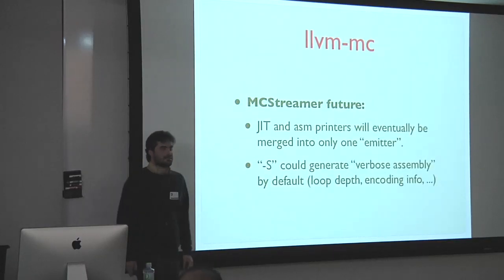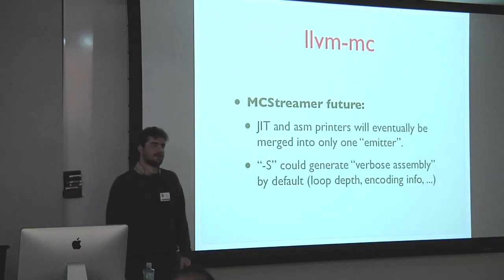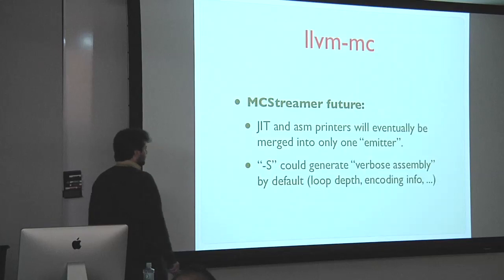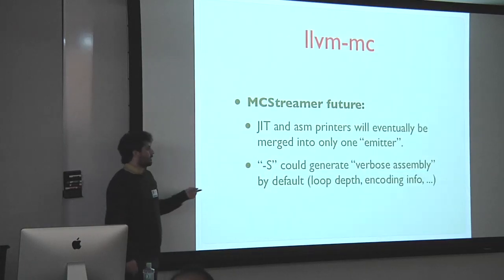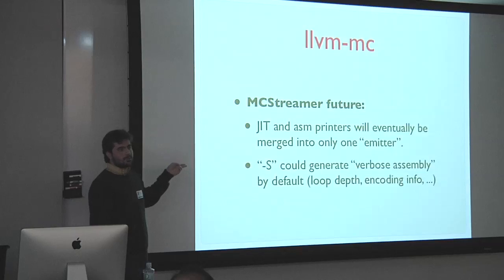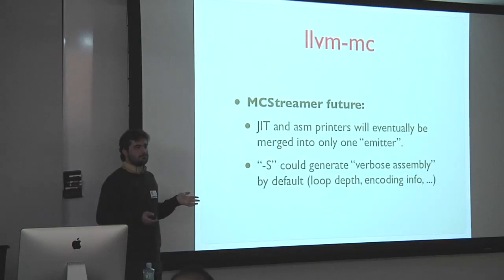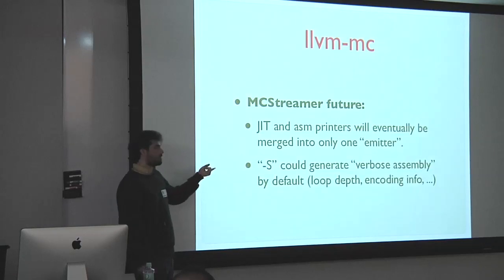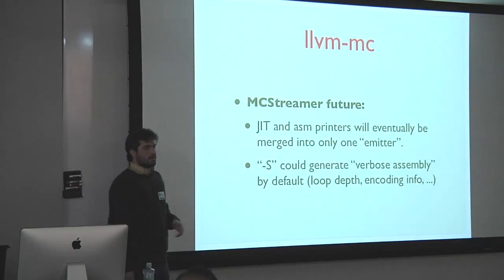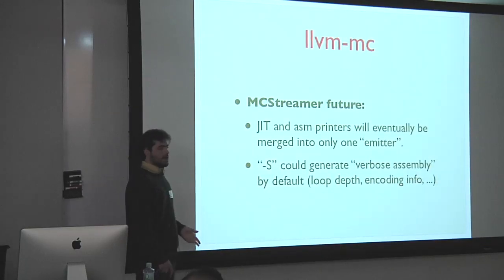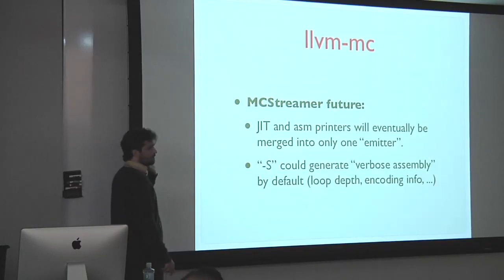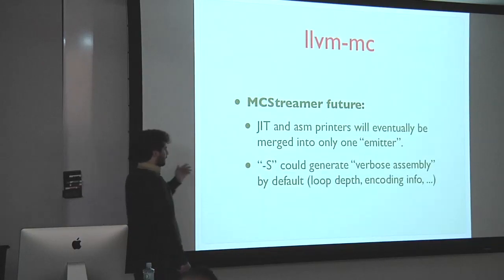Eventually, the JIT and the ASM printers will share the same code base, which is not done yet. And if we achieve the 20% we want, we won't have any reason to care about compile time with -S, for example. You can use -S to generate, by default, some kind of verbose assembly, which will help a lot in debugging assembly code generated for new backends and stuff like that. And codegen can put a lot of stuff in this verbose assembly, for example, information about loop depth and about encoding. This really helps while debugging backends.